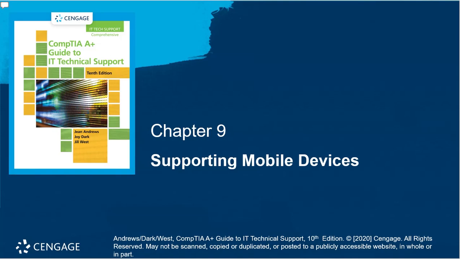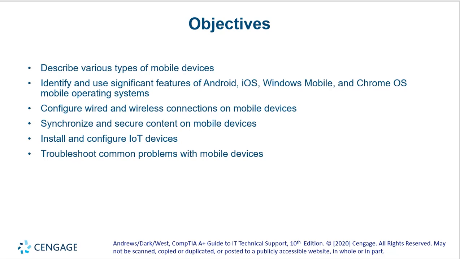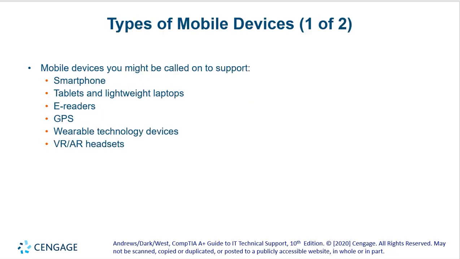Hi everyone, this is Chapter 9, Supporting Mobile Devices. We'll be looking at different types of mobile devices, the operating systems that are most popular on these mobile devices, how to network them, whether it's wired or wireless, setting up security or synchronizing these devices and troubleshooting them. And then we will also talk about the Internet of Things or IoT devices.